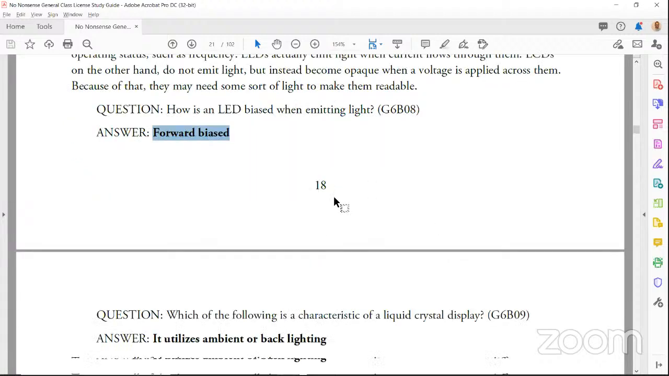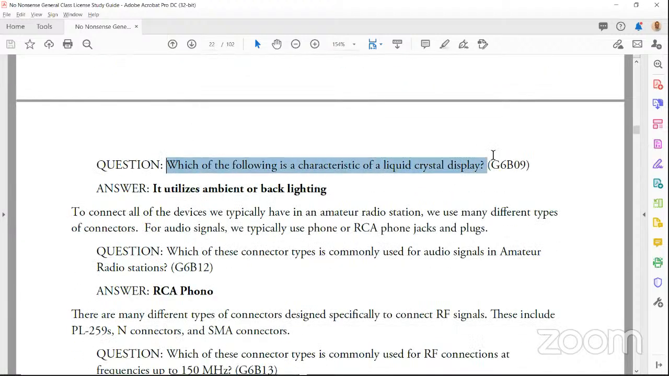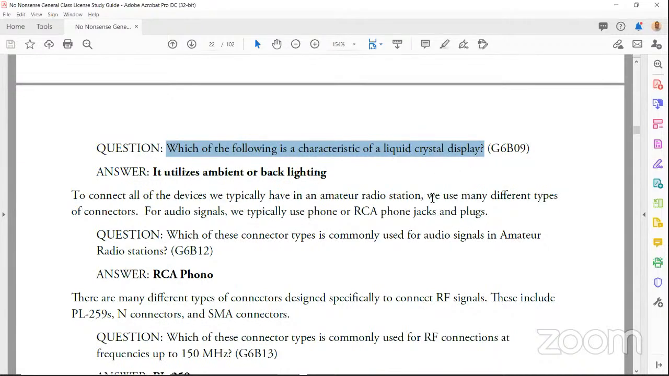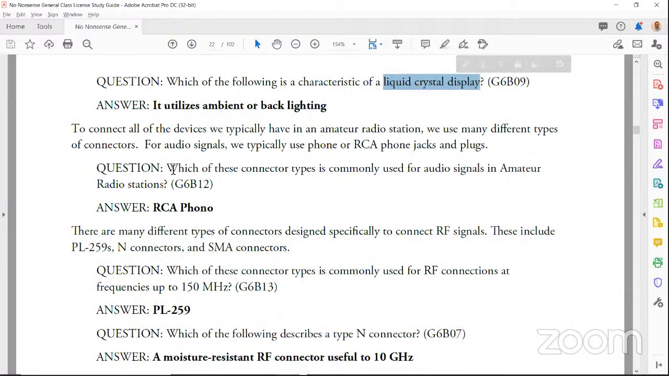Okay. Next question in the question pool. Which of the following is a characteristic of a liquid crystal display? We talked about LEDs and LCDs, and we noted last class that a liquid crystal display does not have any light of its own. It uses either the ambient light or some sort of backlighting. So that's a characteristic of LCDs, or liquid crystal displays.